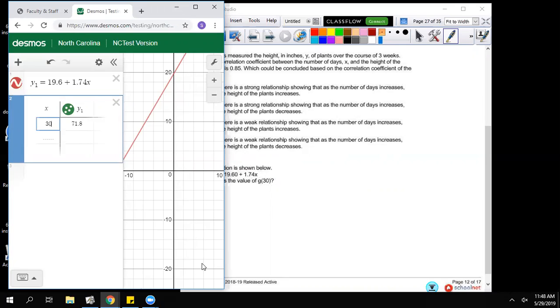So that is all I have for FIF.2, evaluating functions and equations, active part.